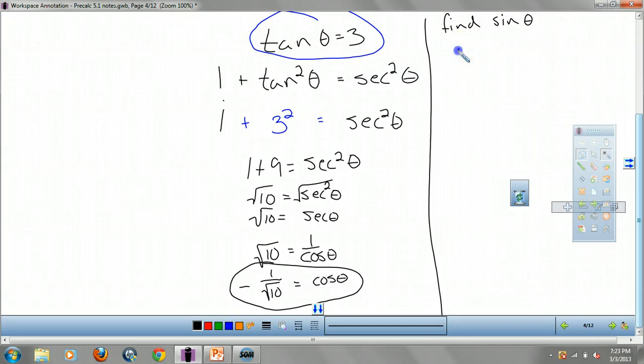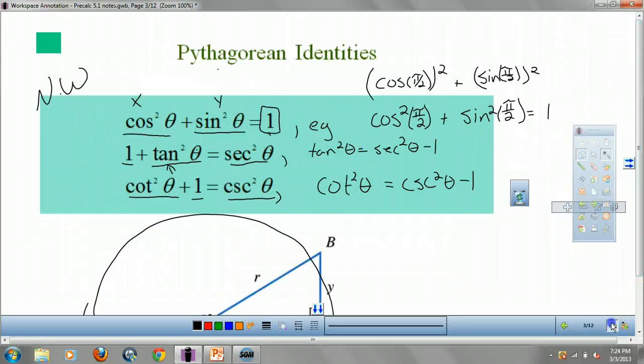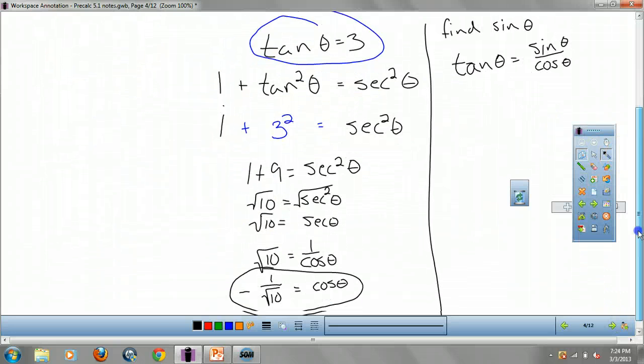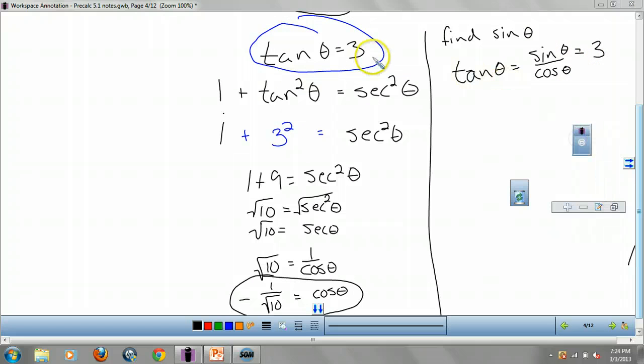Well, tan of theta equals good old sine of theta over cosine of theta, right? How do I know that? Pow! Right there, as John Mann would say. So, I also know this equals 3. Well, it's given to us right here, circled in blue.